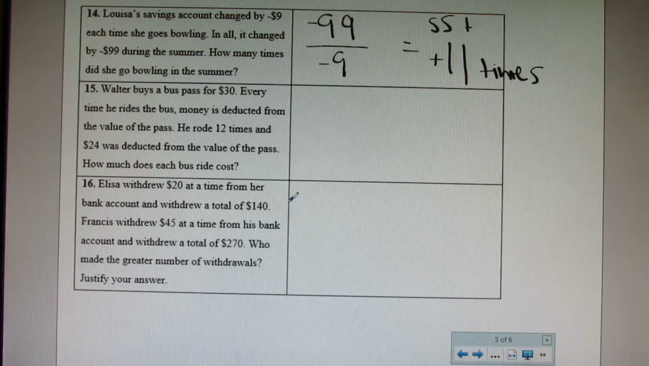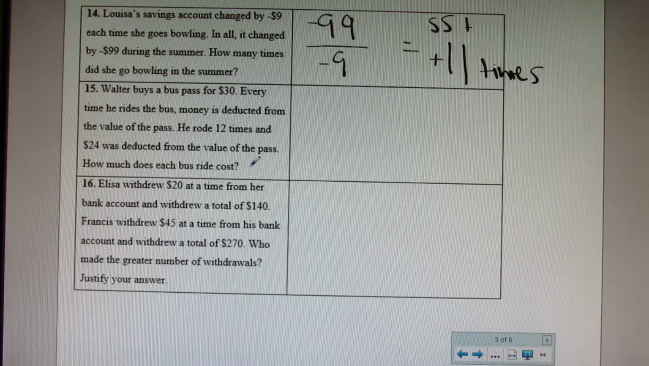Number 15. Walter buys a bus pass for $30. Every time he rides the bus, money is deducted from the value of the pass. He rode 12 times and $24 was deducted from the value of the pass. How much does each ride cost?